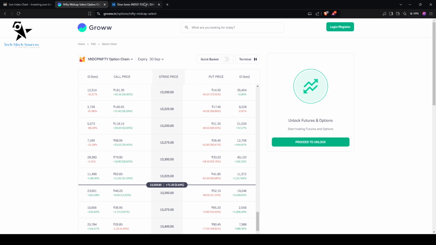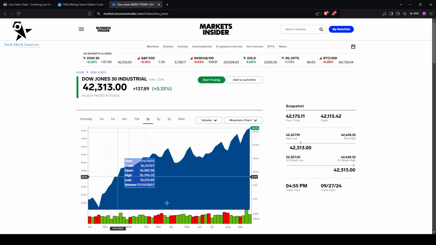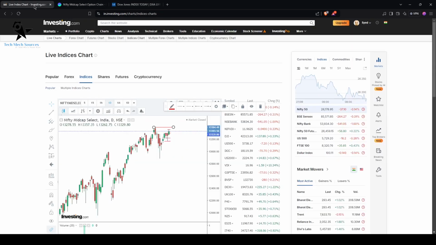So you can buy a put in the beginning if the market goes gap up, right? Again, you have to see the supports and the resistances, and then you have to decide. Dow Jones, as you can see, is open plus 137, so it is going to open gap up most probably. But then after opening, it might go down, right? Because the market is already on the higher side.